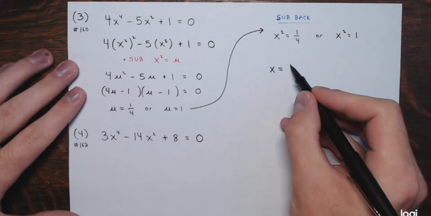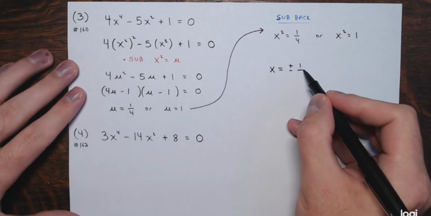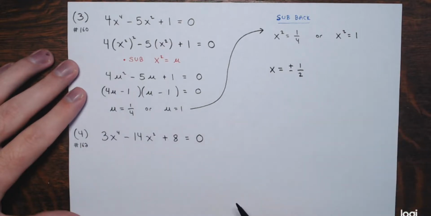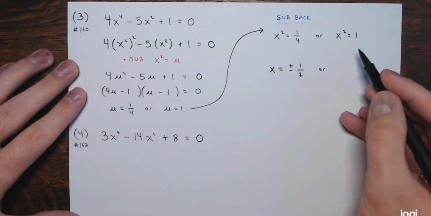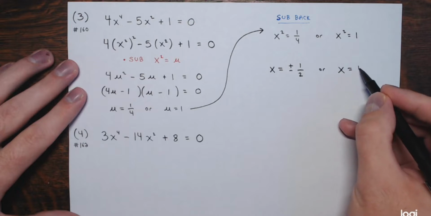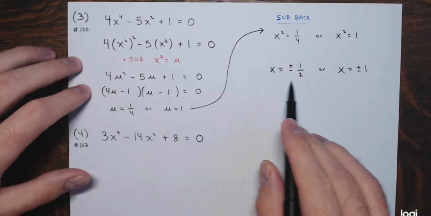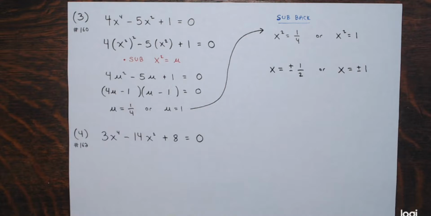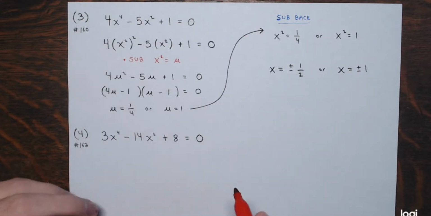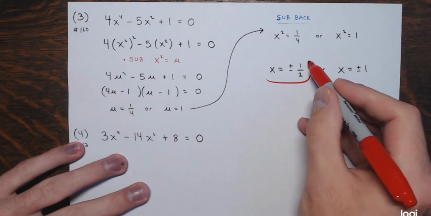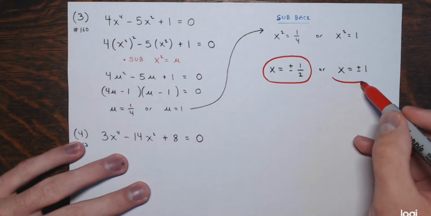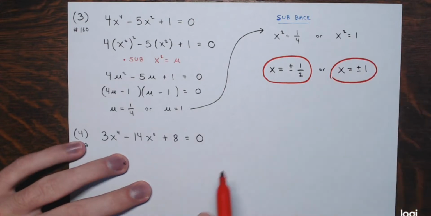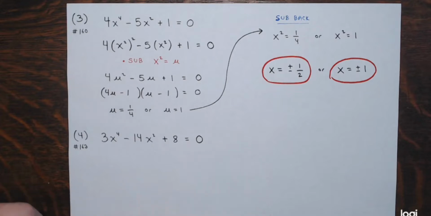So x squared equals 1/4. x is going to be positive or negative 1/2, the square root of 1/4. And here x squared equals 1, so x is either going to be positive or negative 1. And check them. That's 4 solutions, and they do all work. I'll leave it to you to check though. So positive 1/2, negative 1/2, positive 1, and negative 1 all work. Great.